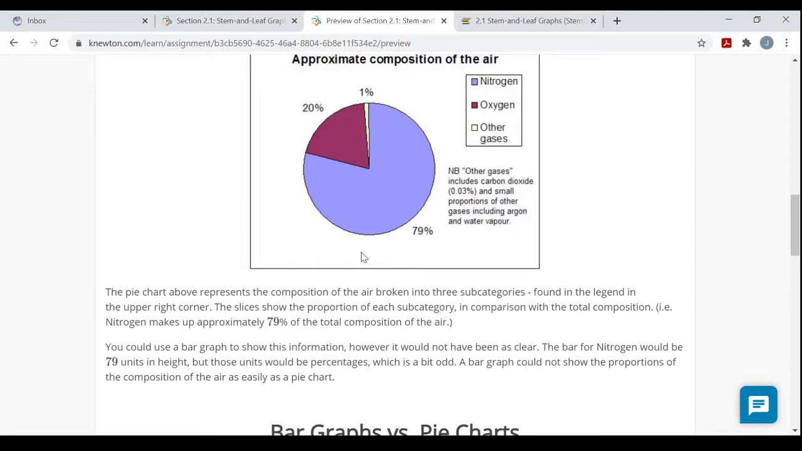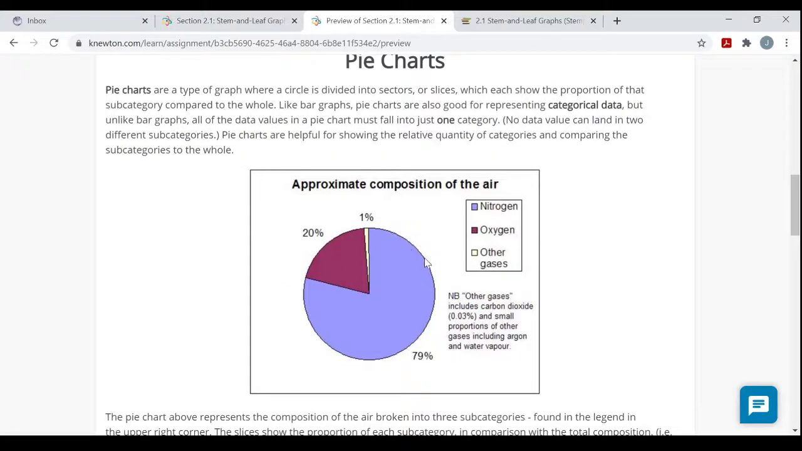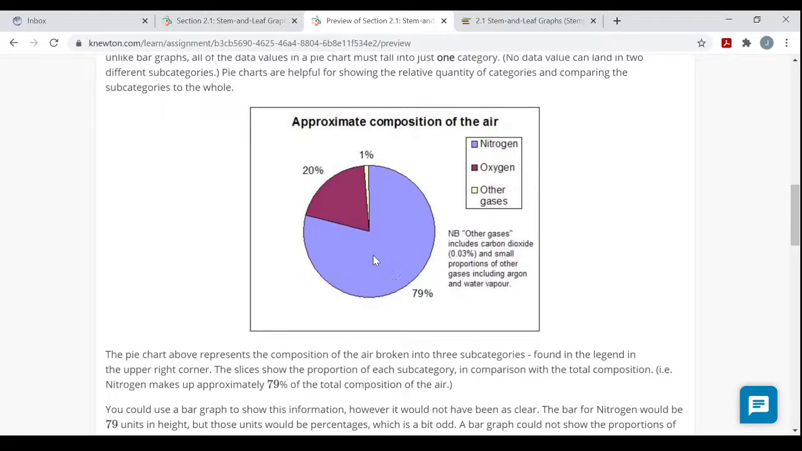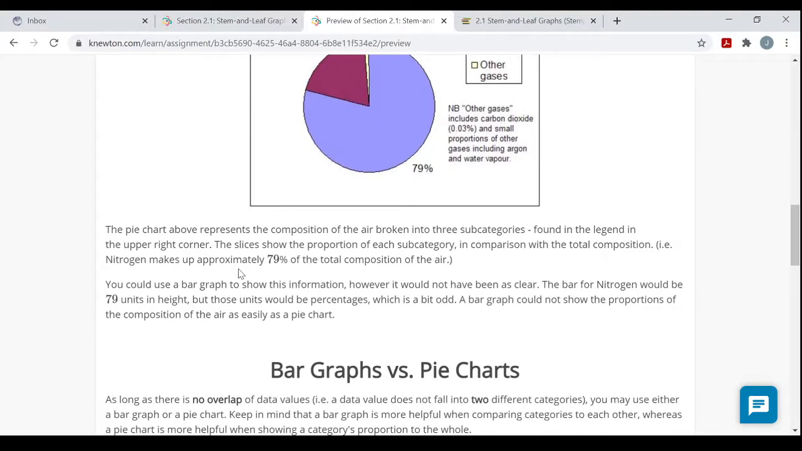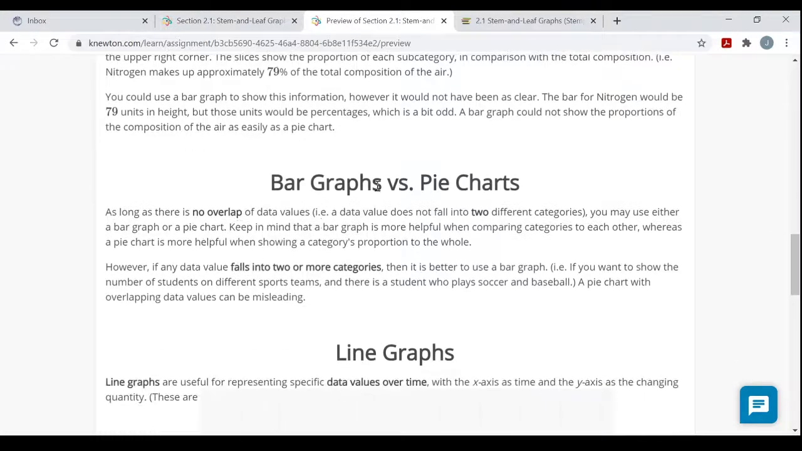Okay, so here's an example here. And all the percentages should add up to 100%. I'm not going to read all of it, but bar graphs versus pie charts. As long as there's no overlap of data values, a data value does not fall into 2 different categories, you may use either a bar graph or a pie chart. They're both equally valid, equally appropriate graphs.